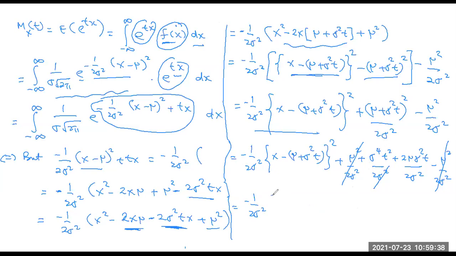So this becomes -1/2 sigma squared into x minus mu plus sigma squared t, all squared, plus what remains is sigma squared t squared over 2, plus sigma squared here in the numerator cancels with this sigma squared, then 2 and 2 cancel. So what do we remain with there? Mu t. Is that correct? Yes?